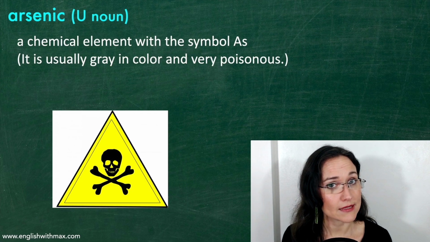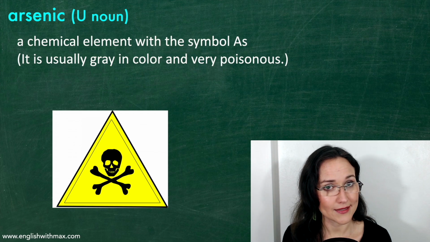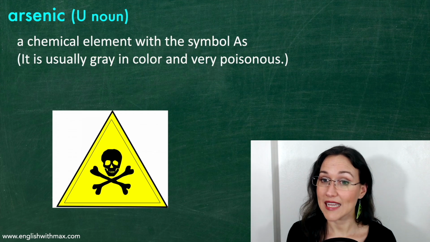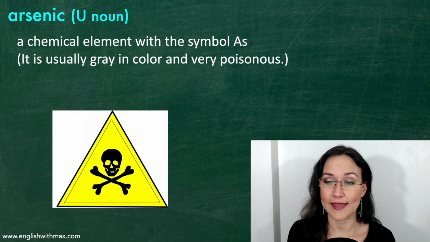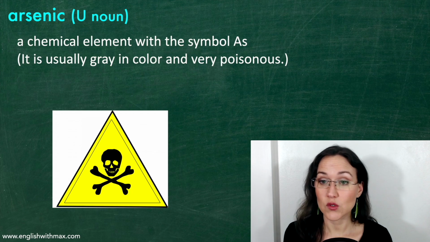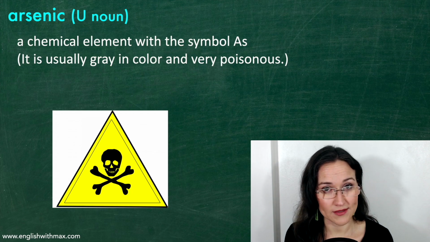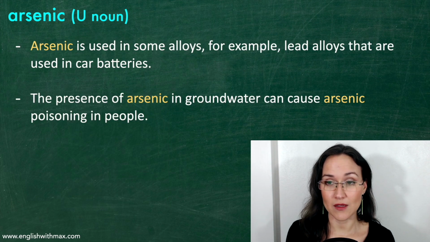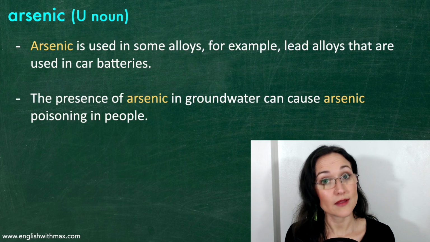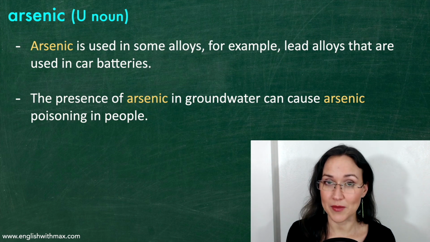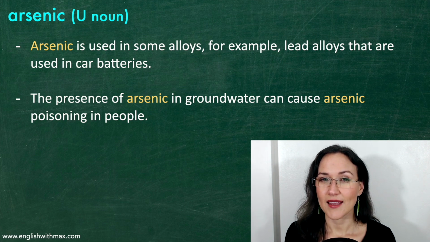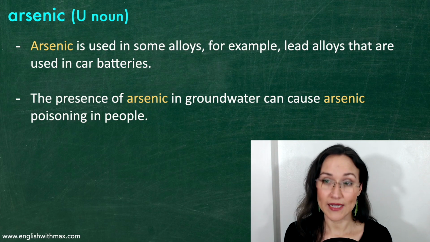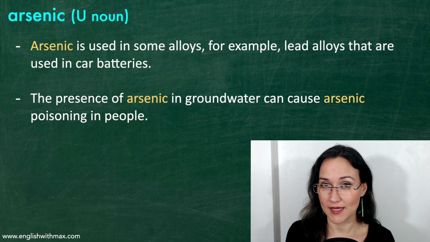Now we have arsenic. Arsenic. It's an uncountable noun. Arsenic is a chemical element with the symbol As. It is usually grey in colour and very poisonous. Arsenic is used in some alloys. For example, lead alloys that are used in car batteries. In case you haven't heard the word lead before, it's a chemical element with the symbol Pb.